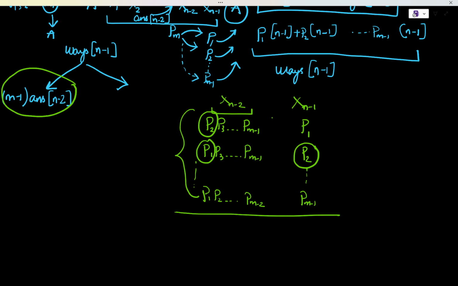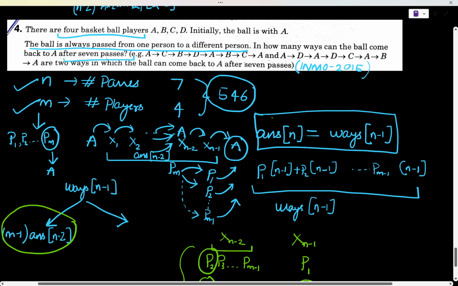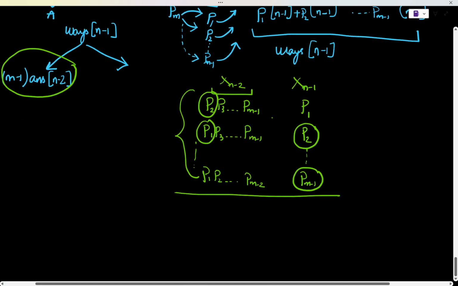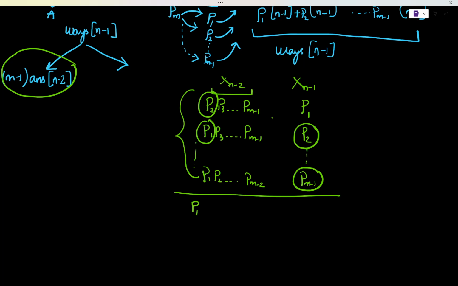For example, Pm-1 will also be present m-2 times. The only case it will not be present is when itself is at x of n-1, it can't self pass. Self passes are not allowed. It has been clearly mentioned in the problem. It has to be passed to a different person. So each of these contributions will be m-2 times. Like P1 will contribute m-2 times.